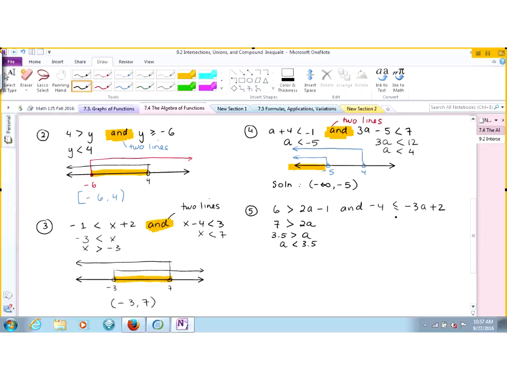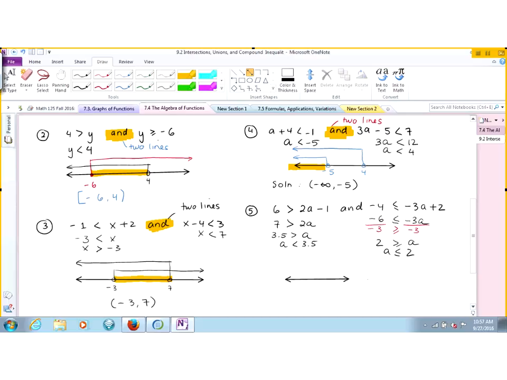Now let's do the same thing to the other one. So keep the negative 3a by itself, and bring the 2 to the other side, so what do I have? Negative 6. So we will divide both sides by negative 3. And do I switch the sign? Yes. So A on the right, and here is 2. What does it mean, 2 is greater than or equal to A? Okay. Good. Are we okay so far? All right.